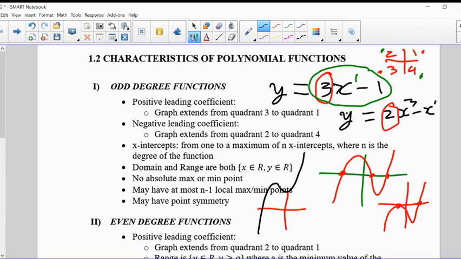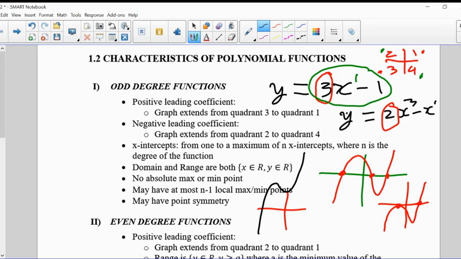Noah says no. Why would you say no, Noah? What makes you think it must have an x-intercept? Why can't it have none? We've seen quadratic functions that have no x-intercepts. I know those are even degree, but why are you saying that it must have at least one for odd? Can you give me a reason why that is?